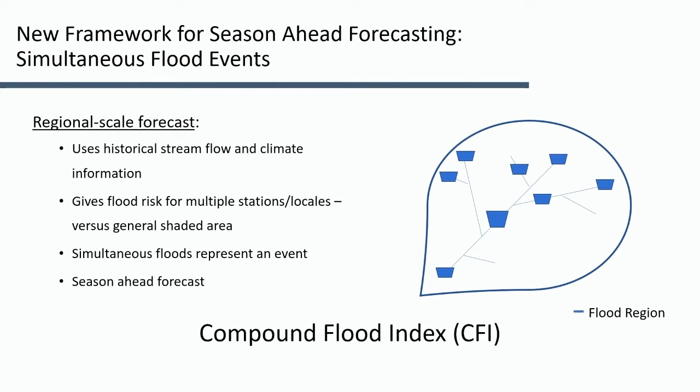And with this, we aim to be able to include other variables like climate information to be able to predict or forecast the number of these simultaneous events. And we're classifying these under the Compound Flood Index.